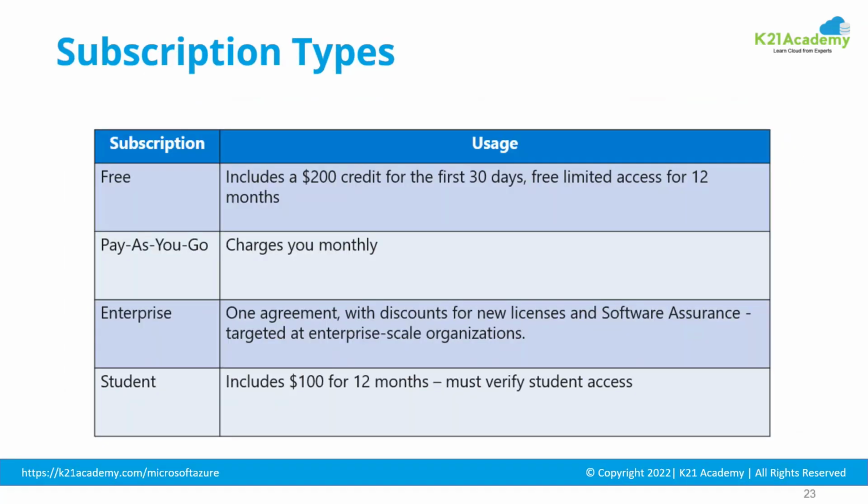Now, the subscriptions are of different types. You can have a free subscription. This is when you're creating a trial account. You get a $200 credit that you can use in 30 days. And then after that, some services with limited access are free for 12 months. You also have a pay-as-you-go model, where once you're done with your free service after 30 days, you get an option to go to the pay-as-you-go model.